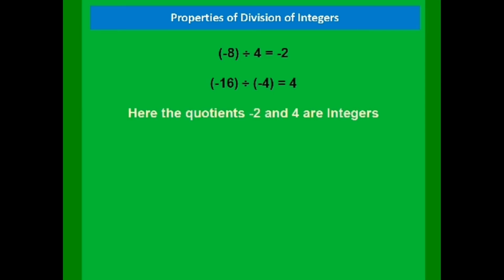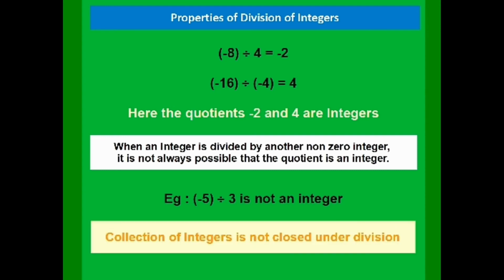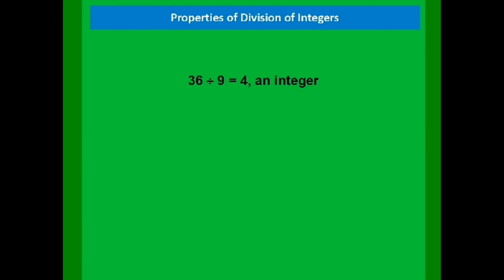Let us now learn some of the properties of division of integers. We know that minus 8 divided by 4 is equal to minus 2 and minus 16 divided by minus 4 is equal to 4. Here the quotients minus 2 and 4 are integers. But when an integer is divided by another non-zero integer, it is not always possible that the quotient is an integer. For example, minus 5 divided by 3 is not an integer. Hence, we can say the collection of integers is not closed under division.